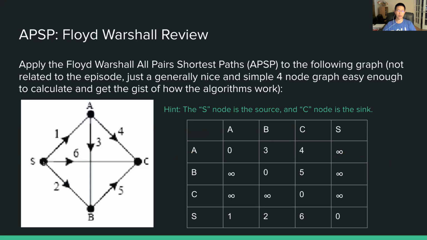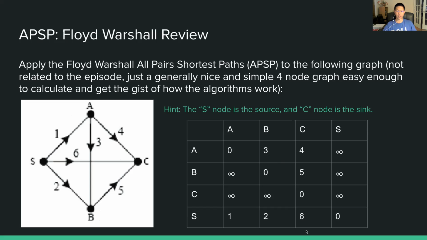We have this graph with nodes S, A, B, C, and you can see I already did the hard work of initializing this graph. Basically from S to A, the weight is 1, S to C, the weight is 6, S to B, the weight is 2, B to C, the weight is 5, A to B, the weight is 3, and A to C, the weight is 4.